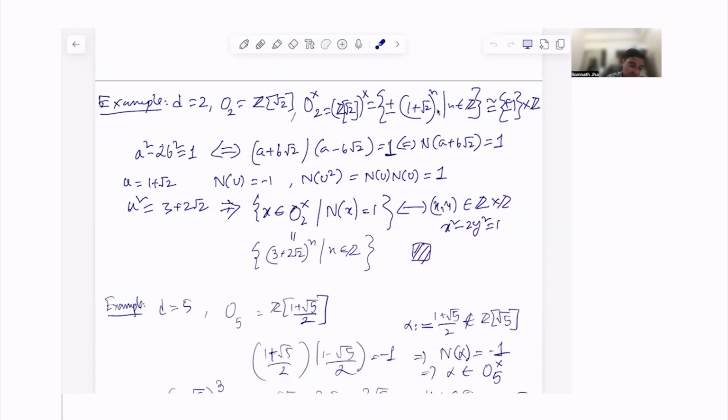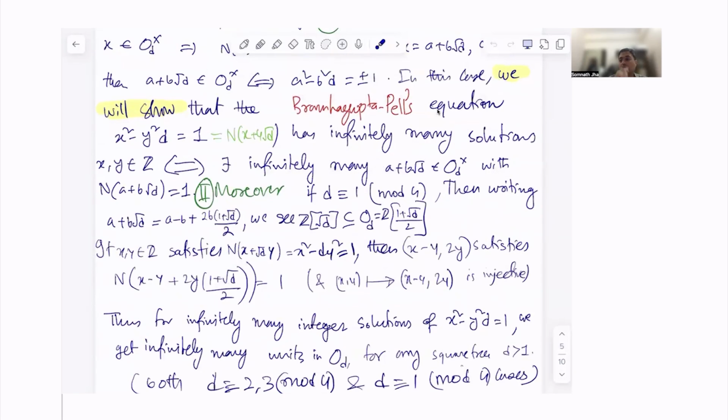Okay, welcome back. So last time we discussed the units in the ring of integers of the quadratic field O_D, and we showed that if D is negative, then there are only finitely many units. The first criterion we used, in general for any D, whether D is positive or negative, whether D is 2 mod 4, 3 mod 4, or 1 mod 4, is that an element is a unit if and only if it has norm one.